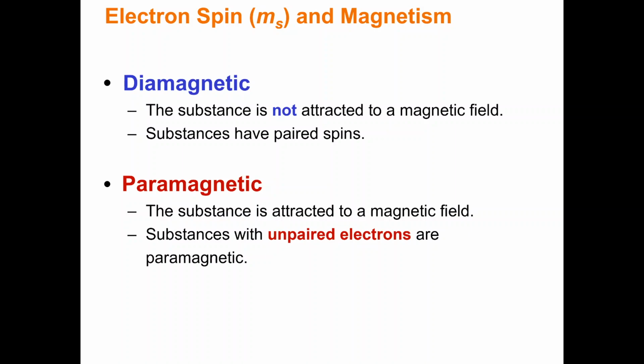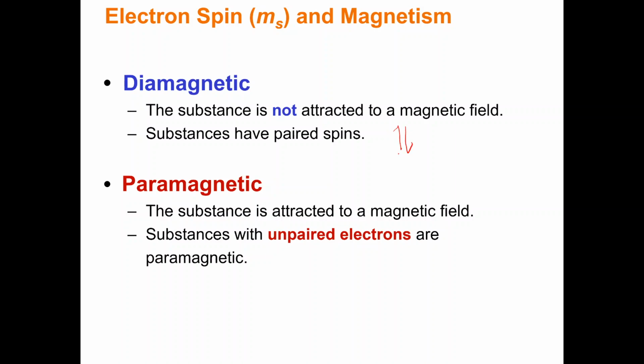So this next thing, we have m sub s, I'm sorry, the spin. How does this relate to magnetism? I think this is kind of an interesting, cool thing to talk about. One thing can be diamagnetic, meaning a substance that is not attracted to a magnetic field, and this is because you have paired electron spins.